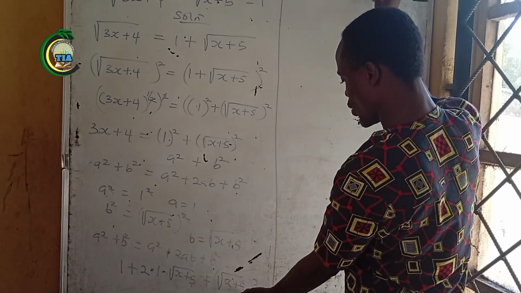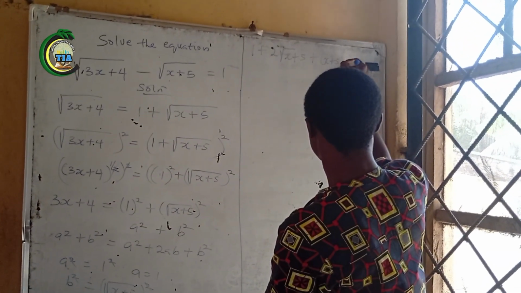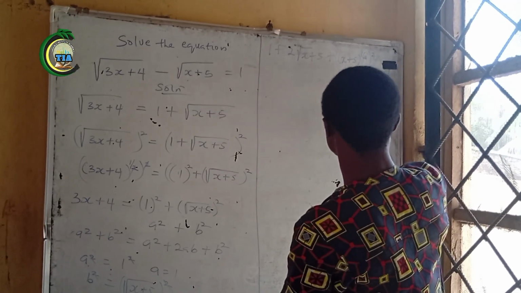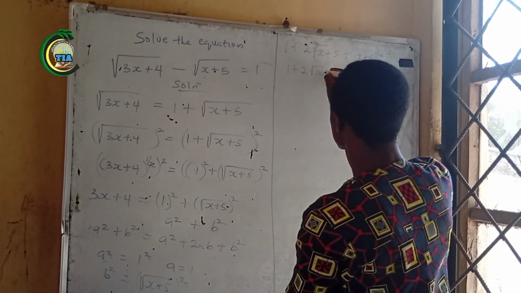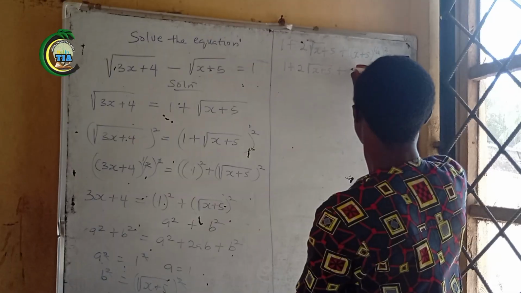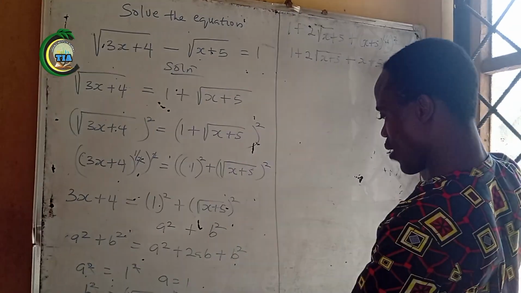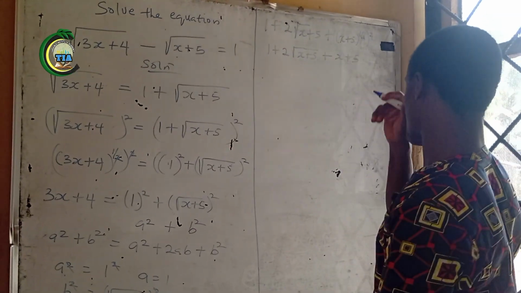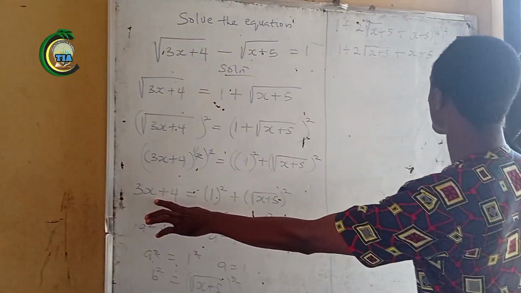Plus now this one, we cancel out because this can be written as x plus 5 all raised to power 1 over 2 all raised to power 2. So 2 we cancel 2. We have 1 plus 2 root x plus 5, plus x plus 5. Remember that we have equal to x plus that. Now let us bring in this.